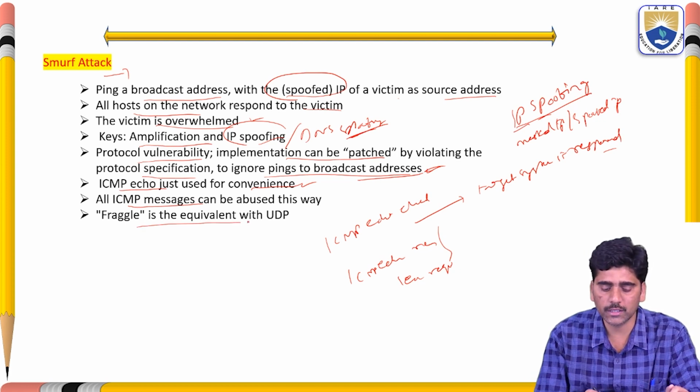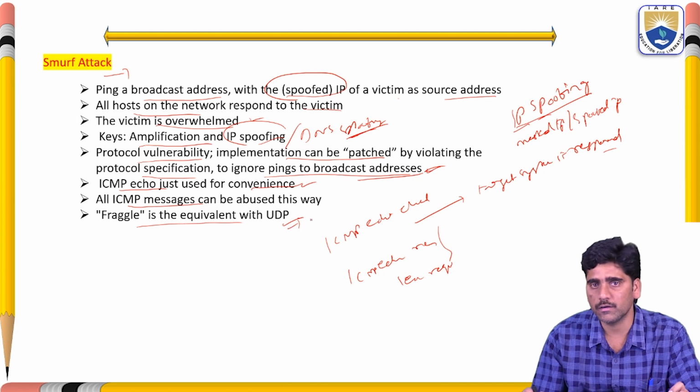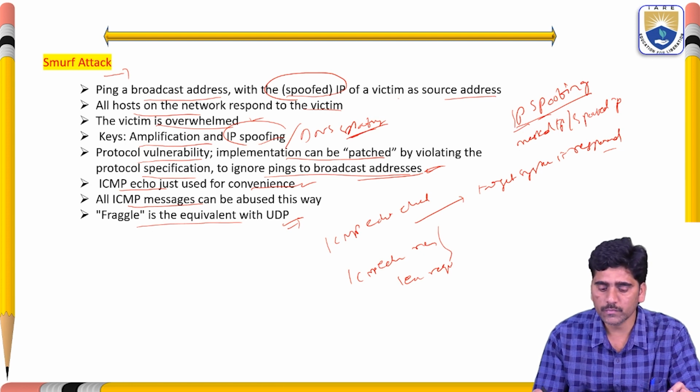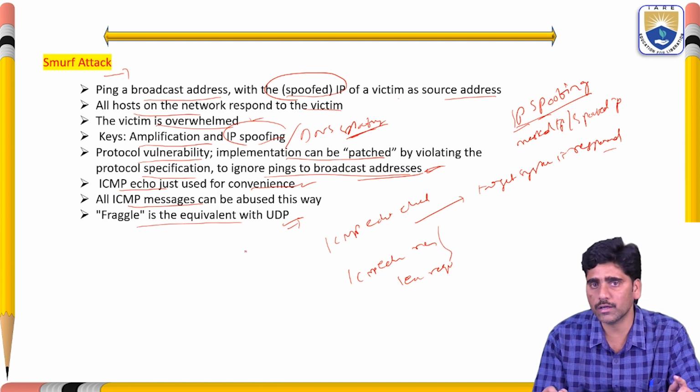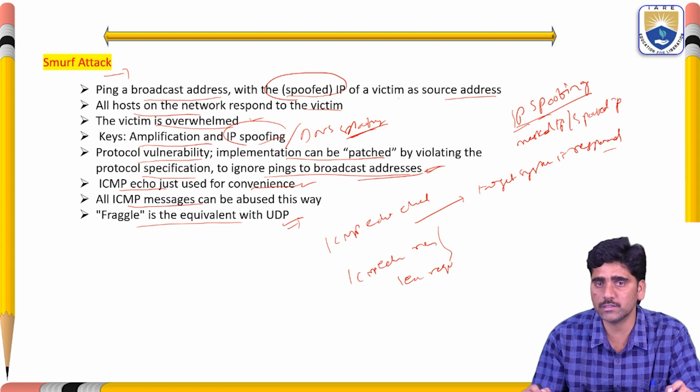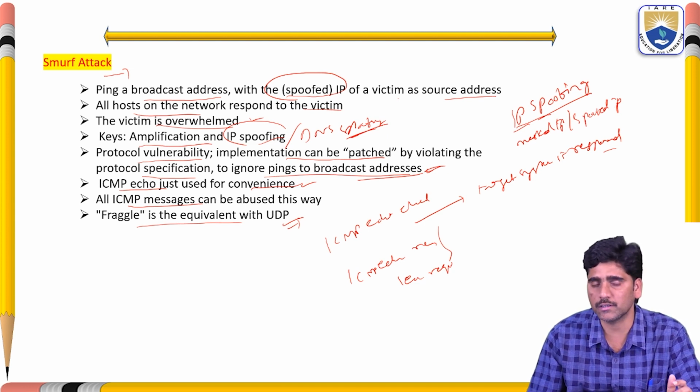So Fraggle is the equivalent with the UDP, the user datagram protocol. So the way the attacker wants to target the system is with the help of DNS spoofing as well as IP spoofing. He can use the masked IP or a different IP for IP spoofing as well as DNS spoofing. So this is the Smurf attack, we can say.